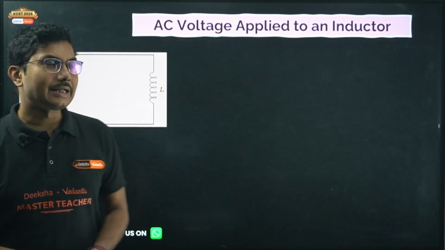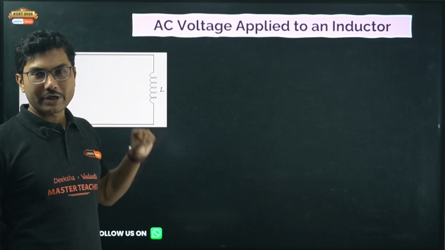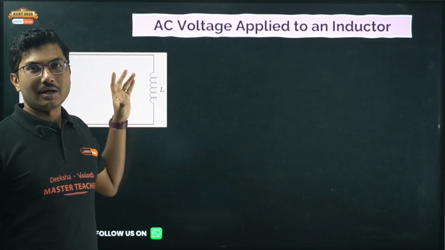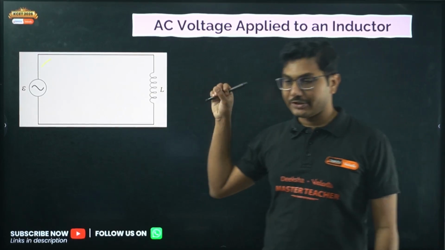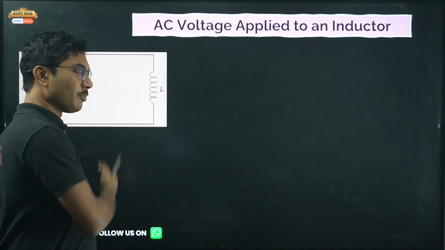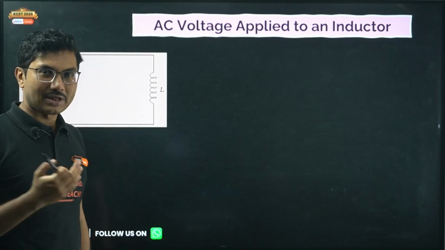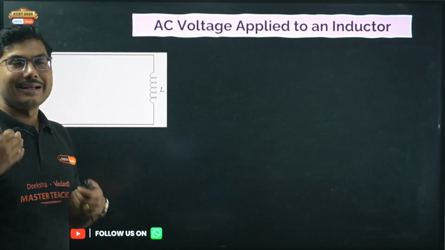So in an AC circuit, it always tries to stop the current change. It always acts as if it's an AC resistance. The inductor is like an AC resistance. So for normal DC current, the inductor behaves like a conductor, but in case of AC, it behaves like an AC resistance.